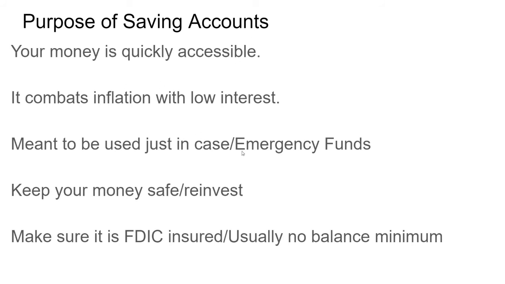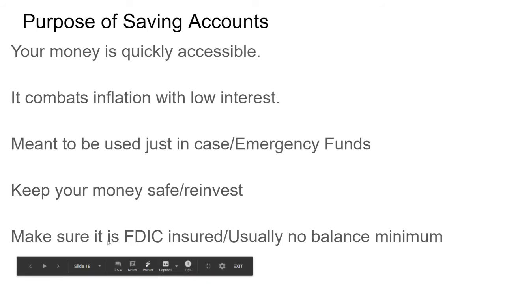So let's say your car breaks down. Let's say you need to pay for a hospital bill or pay a vet bill for your pet. Well, you could have it there to access to pay for this emergency that came up. It keeps your money safe. You can also reinvest it later. And again, make sure it's FDIC insured. You need to make sure it's insured. If it's not, you're at risk of just losing your money flat out.